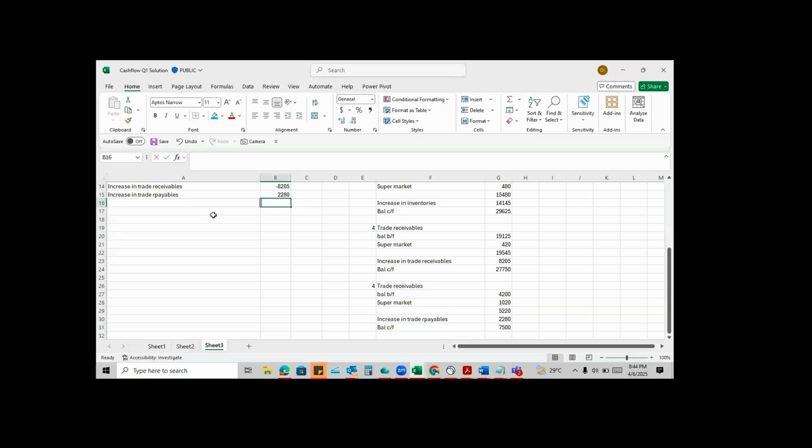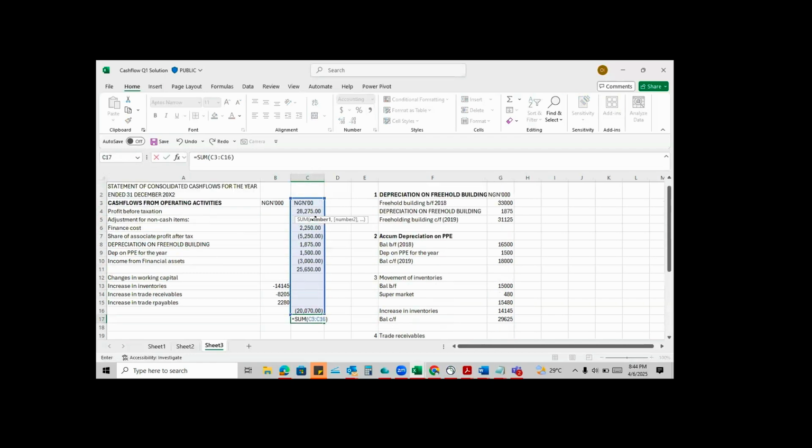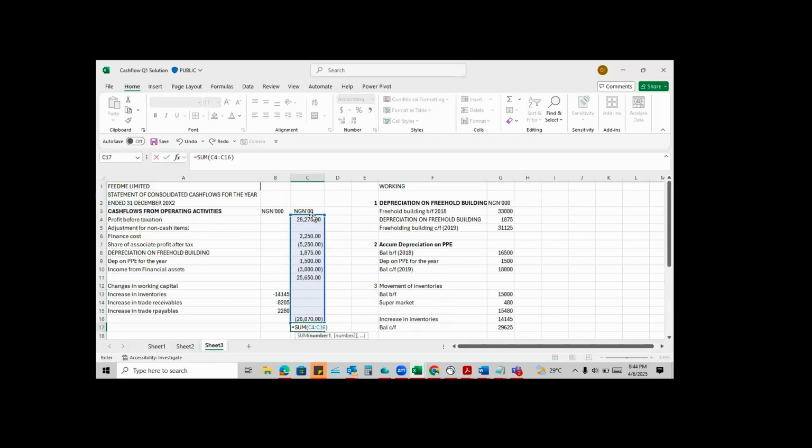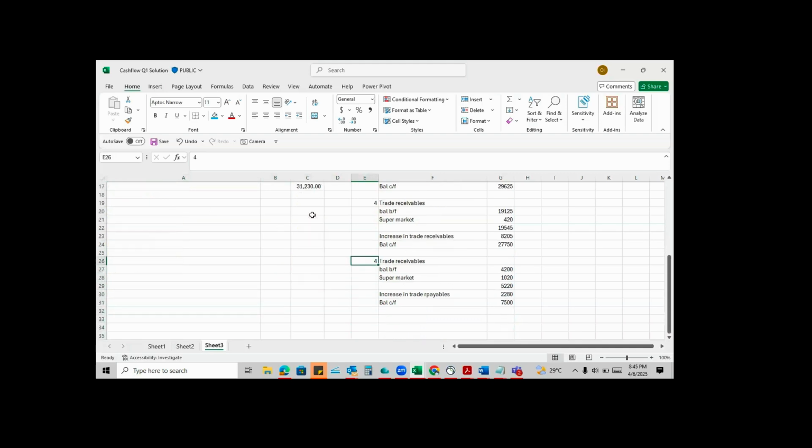So let's add all of this together. What do we get? I get minus 20,070. Now let me move this 20,070 here. All right, okay. And we're almost done with the operating activities. Let me add all of this. Okay. Now let's go and deal with, this should be number 5. Let's deal with tax paid.